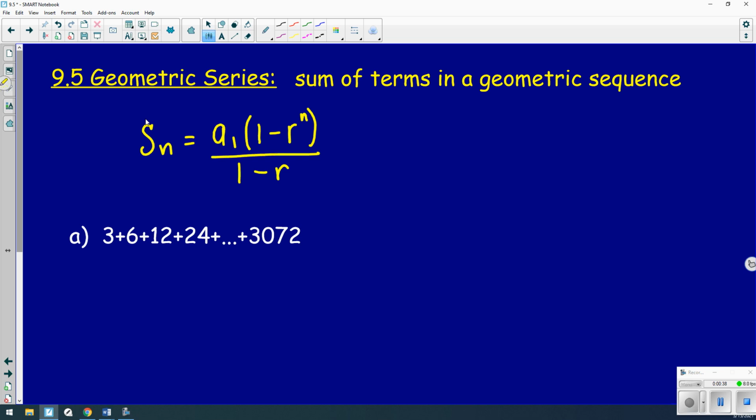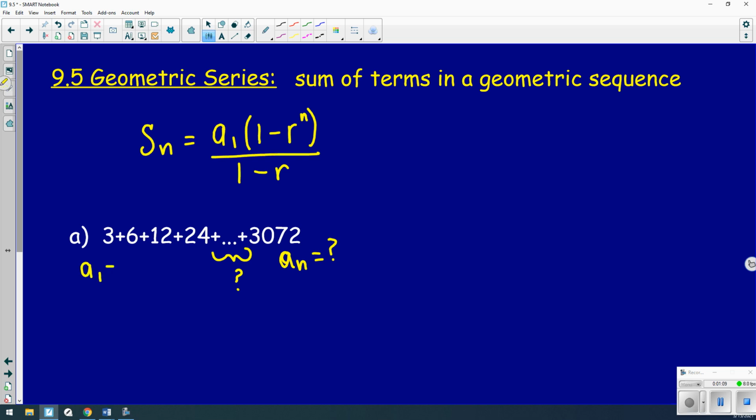Well, let's take a look at this first example, where we're adding the terms 3 plus 6 plus 12 plus 24 plus a whole bunch more terms, and then the last term being 3072. So I want to add these together. Well, the problem is I don't know what's going on in here, and even more specifically, I wonder what term this is. This is a sub n. I don't know what term this is. Well, we can figure that out.